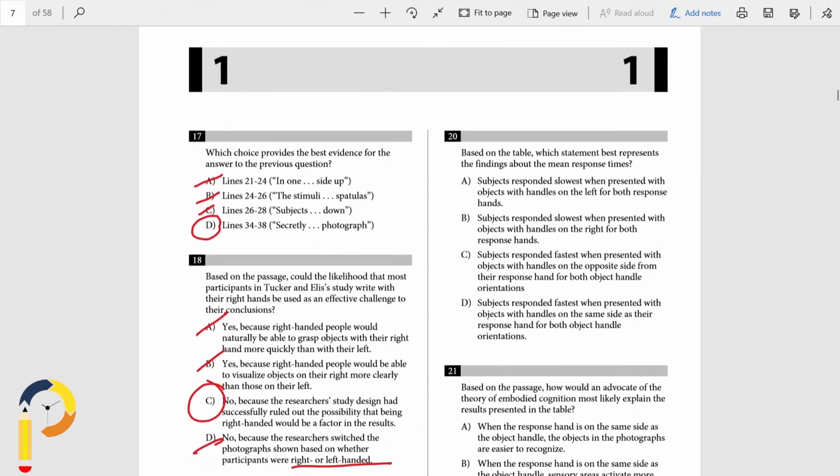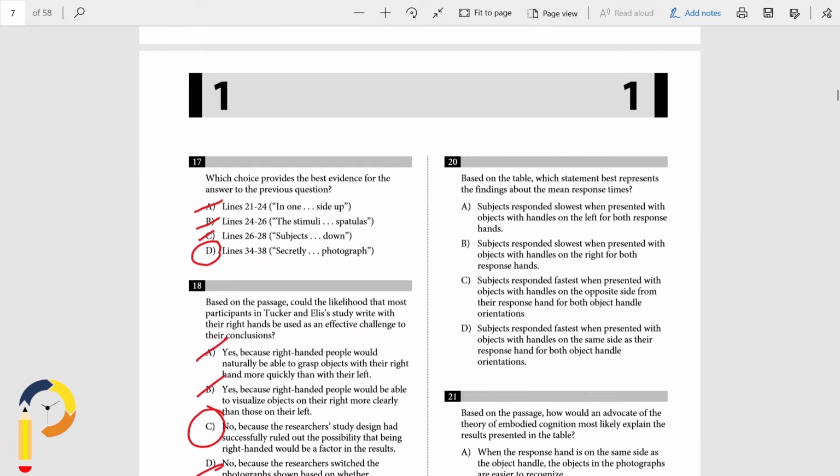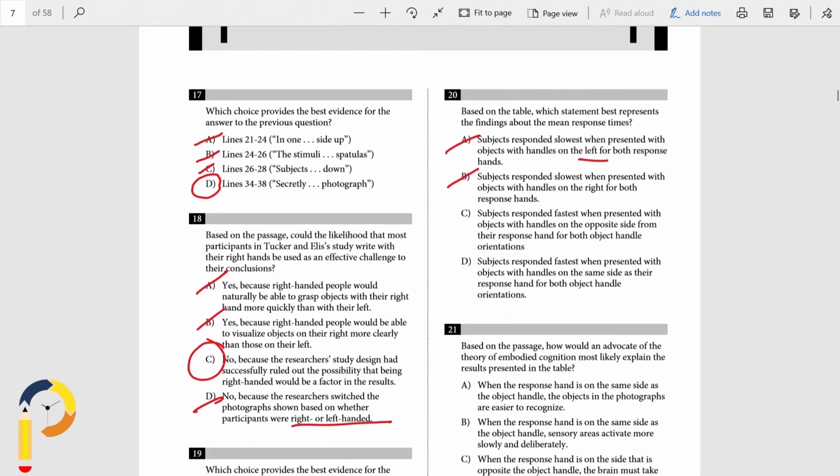Okay, so we can now move on to the answer choices. Subjects responded slowest when presented with objects with handles on the left for both. That is not true, because it's the same for both. Responded slowest when presented with objects with handles on the right for, again, that's not true. Subjects responded fastest when presented with objects with handles on the opposite side. On the opposite side.